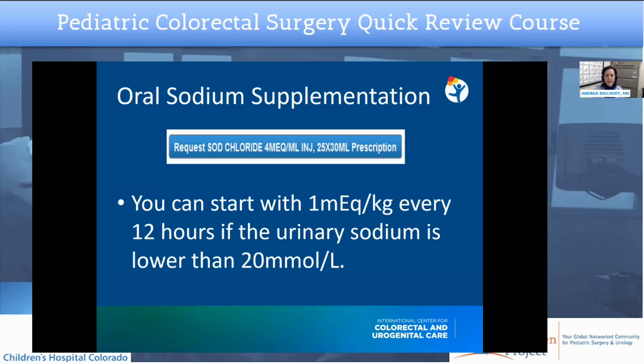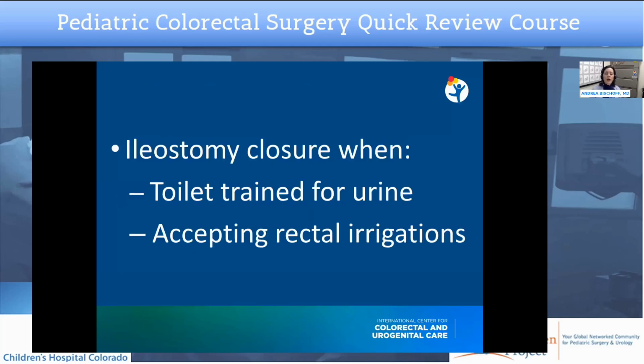And usually that's enough. Now, once the baby has the ileostomy, the baby is very happy, is growing. Remember, babies are not aware of their surroundings. So if they have an ileostomy, they think that this is normal life. Our condition to close this ileostomy is that the patient is toilet trained for urine. They can verbalize and make it to the toilet, and the patient accepts rectal irrigation.